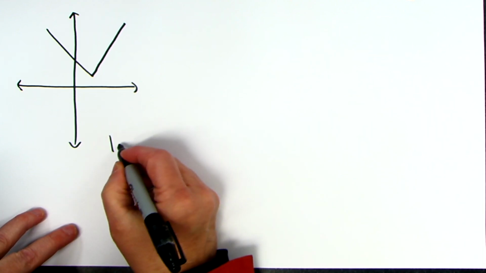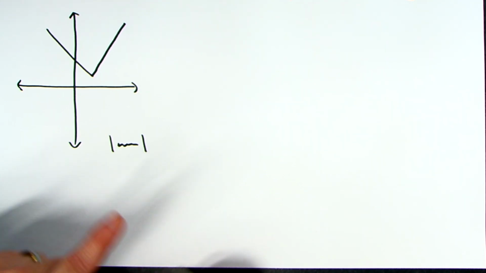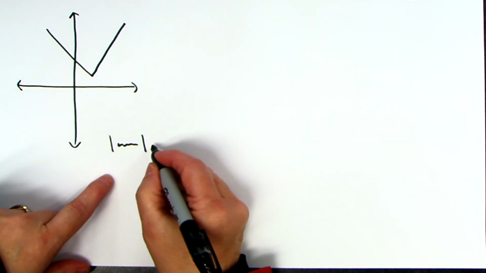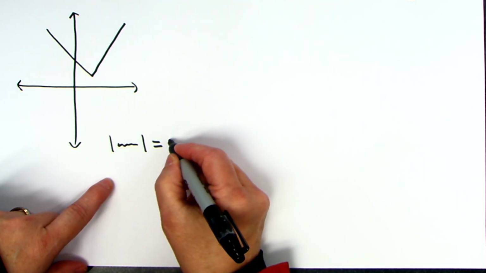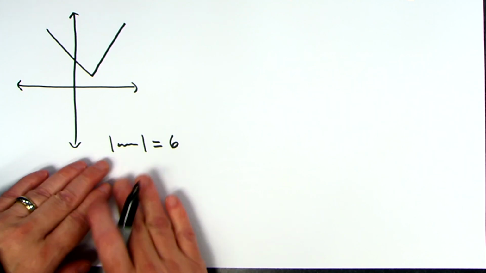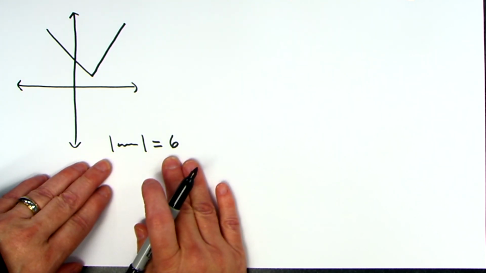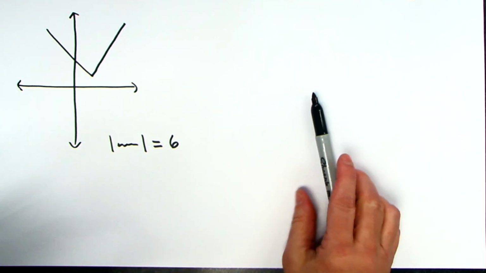It could be about anything. It's the absolute value of something, and for it to be an equation, it will be set equal to some number, maybe, say, 6. Now, if you conceptually understand what this means, then when you look at it from a graphical standpoint, it will start to make sense.